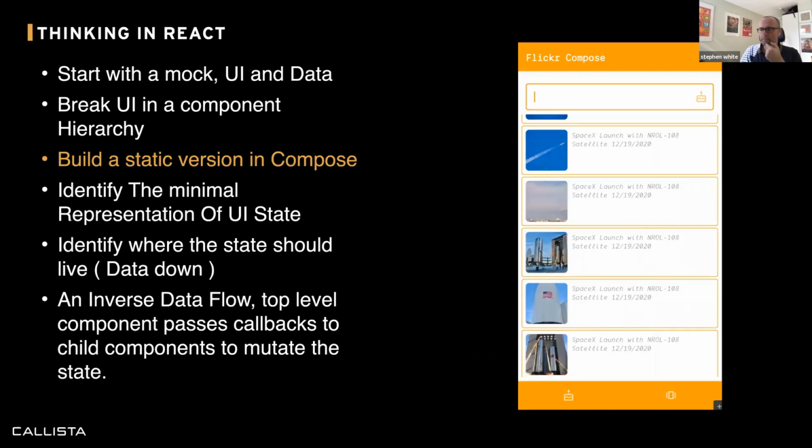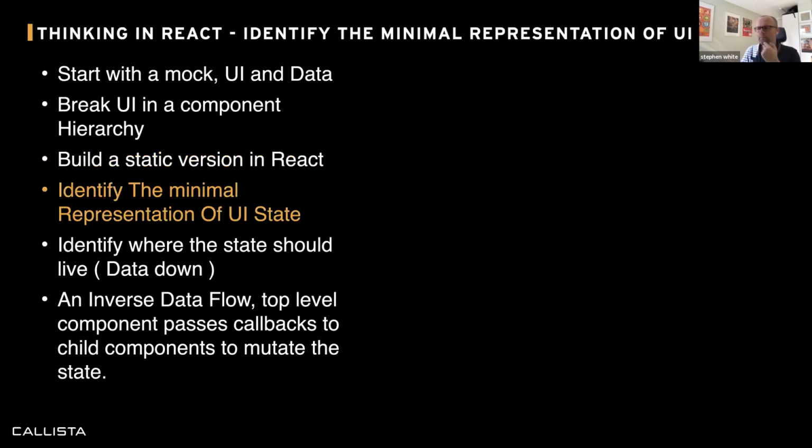So then build a static version in Compose. So, don't have any state or anything, or maybe have minimal state, but just build up your basic components. So, we have a list, we've got the list items, there's some text here, the search box. Just build something static so you can see how all of the composables kind of fit together.